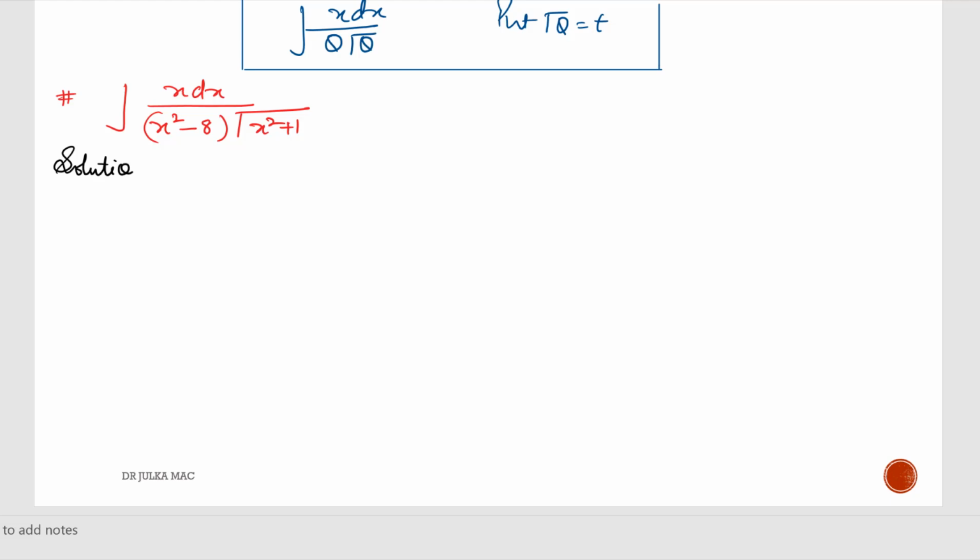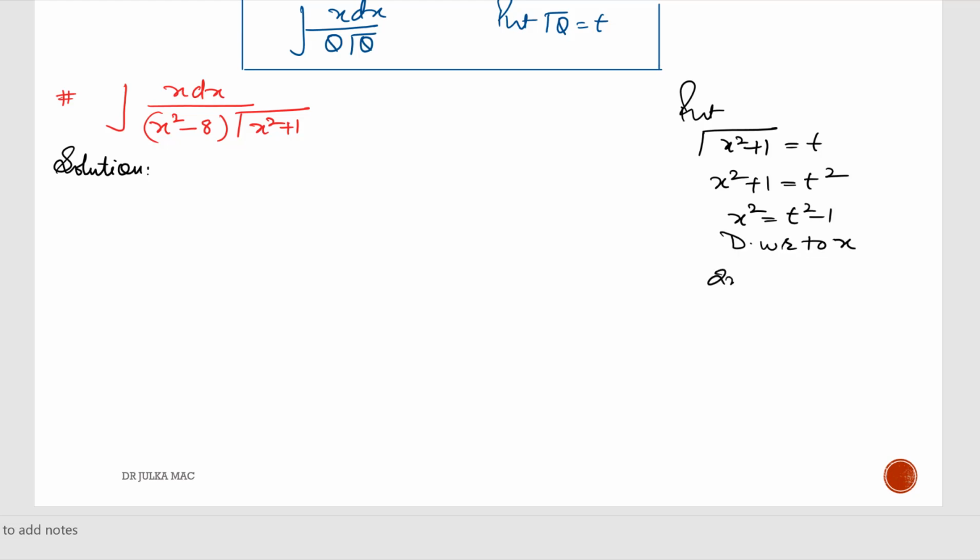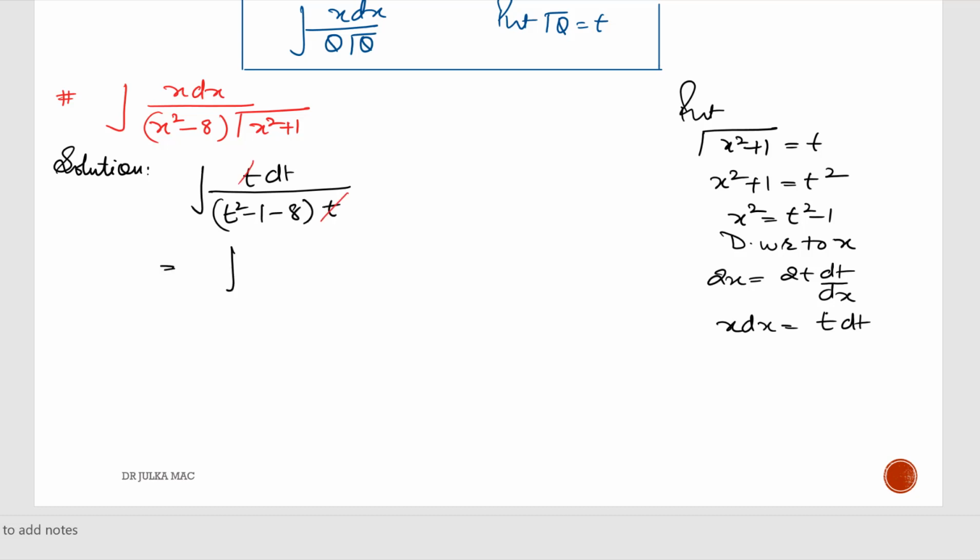Here we put root quadratic equals to t. So we put root x square plus 1 equals to t. So x square plus 1 equals to t square and x square equals to t square minus 1. Differentiate with respect to x both sides and we will get 2x equals to 2t dt by dx. 2 cancels by 2. So we will get x dx equals to t dt. Replace x dx by t dt, x square by t square minus 1 and the root of x square plus 1 by t. And after simplification we get dt divided by t square minus 9. It is dt upon t square minus 3 square.